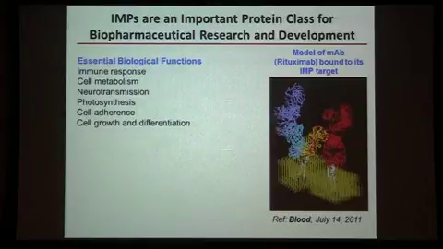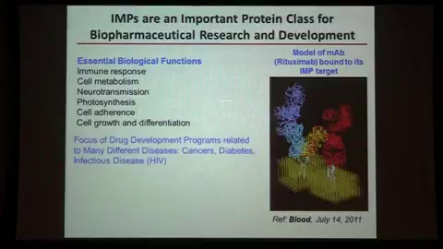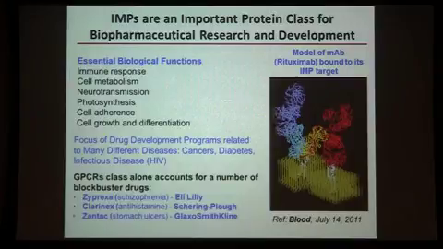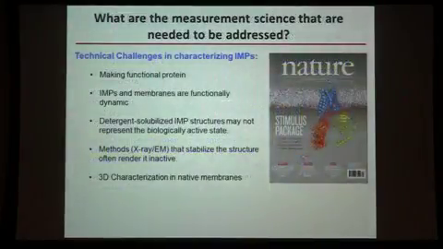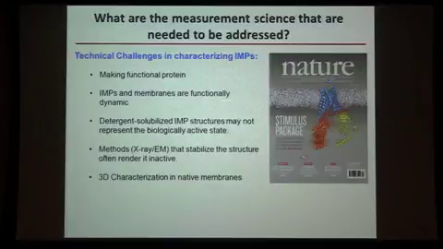Row of differentiation, they're actually the target of many, many drug development programs related to many different diseases where these proteins could go awry, or where you could use them as targets for infectious disease. So the GPCR class alone, which is probably the most important class of receptor proteins in our body, there's a number of blockbuster drugs from various companies that treat various diseases. So what's the measurement science that needs to be addressed here?